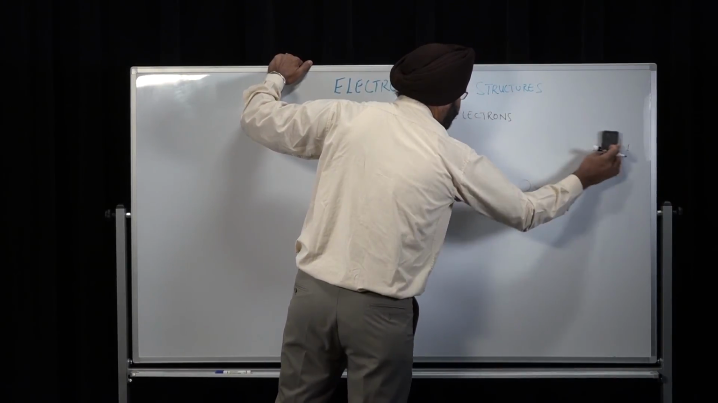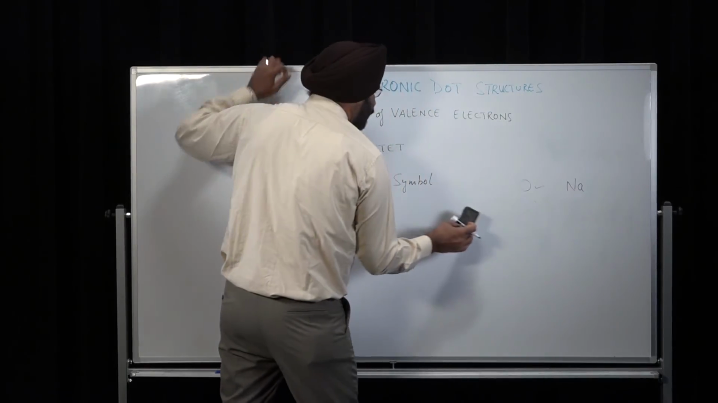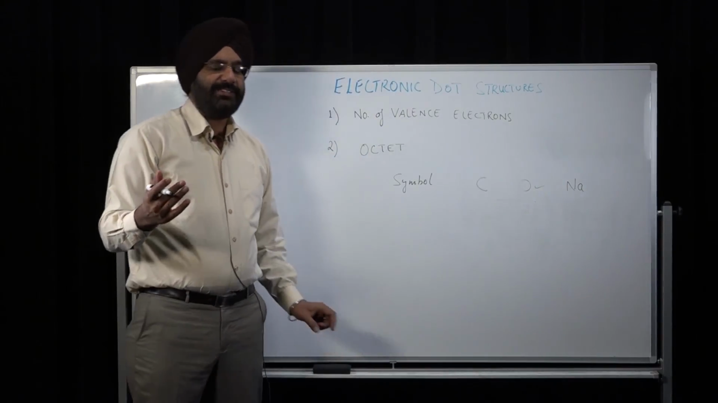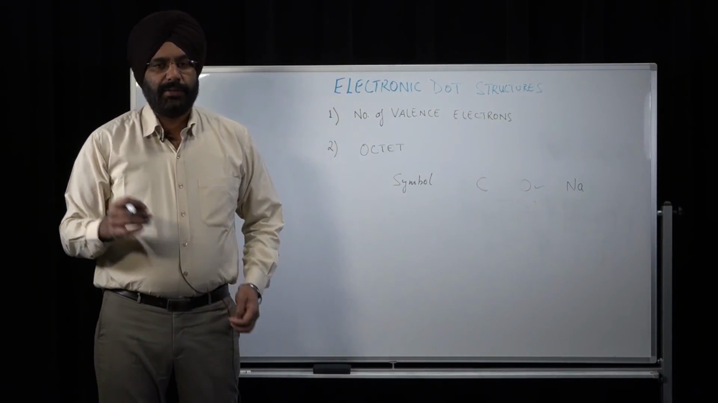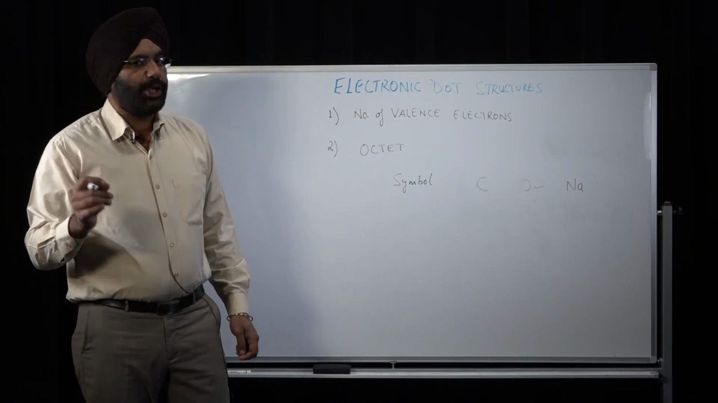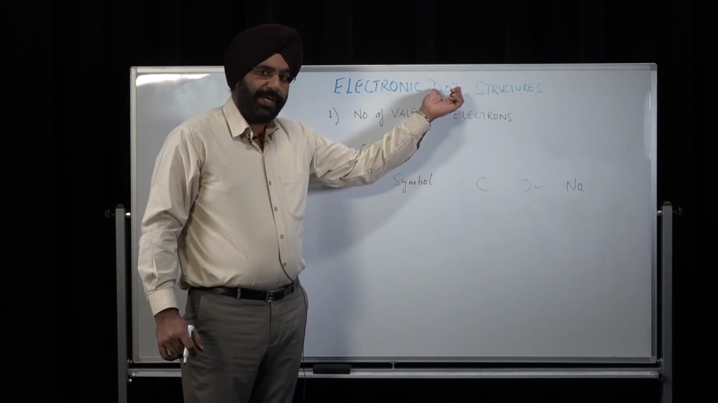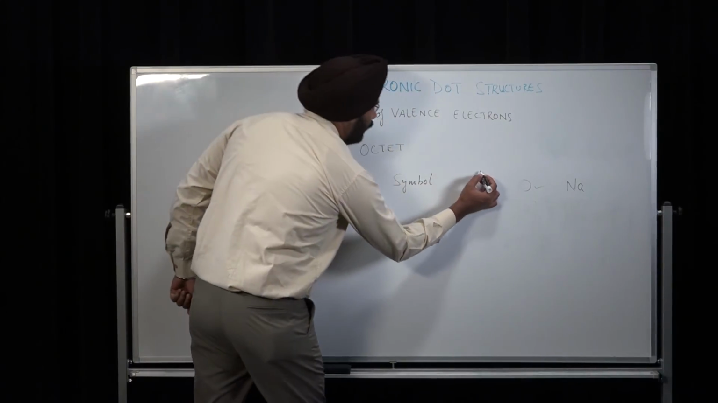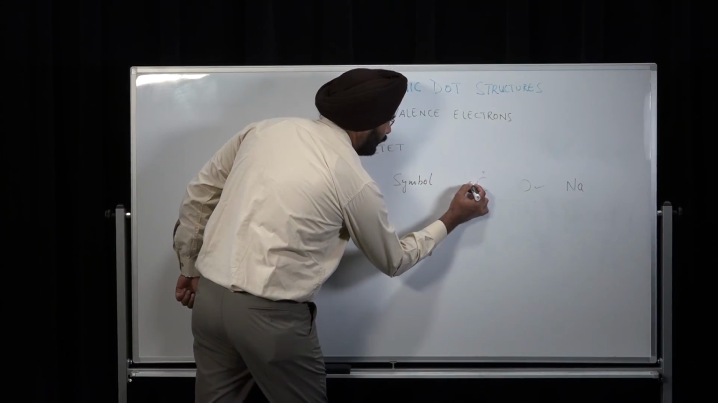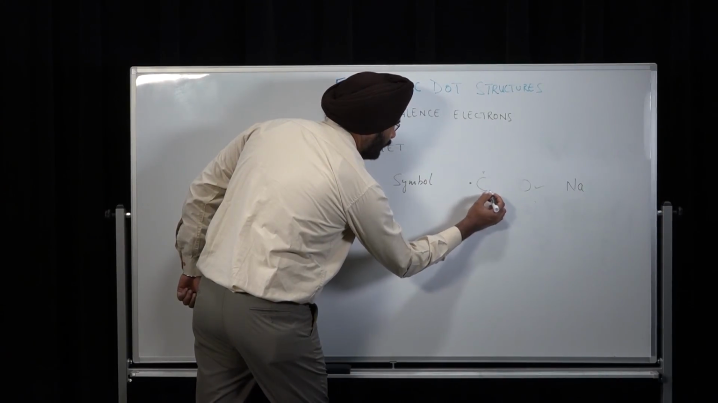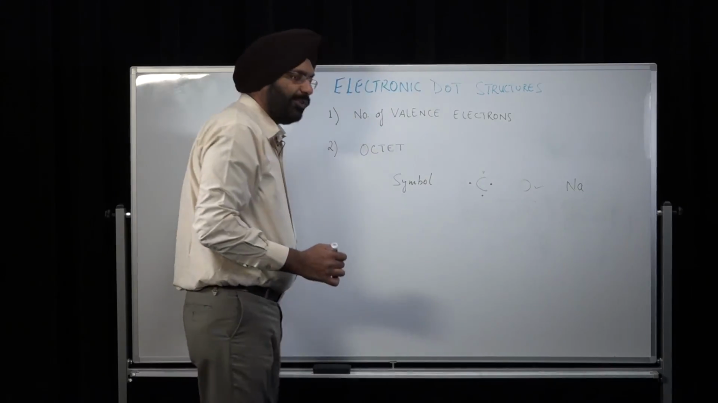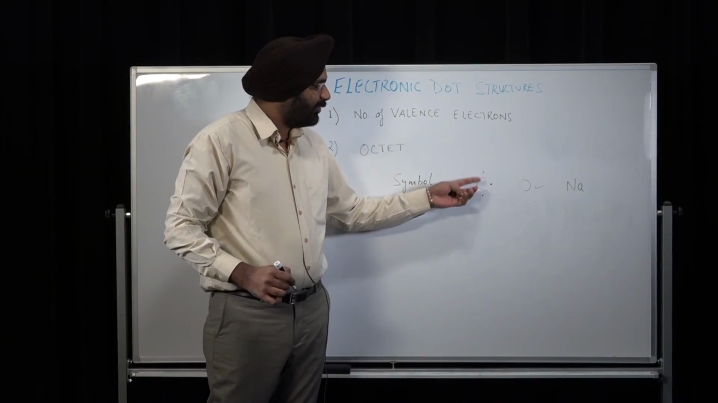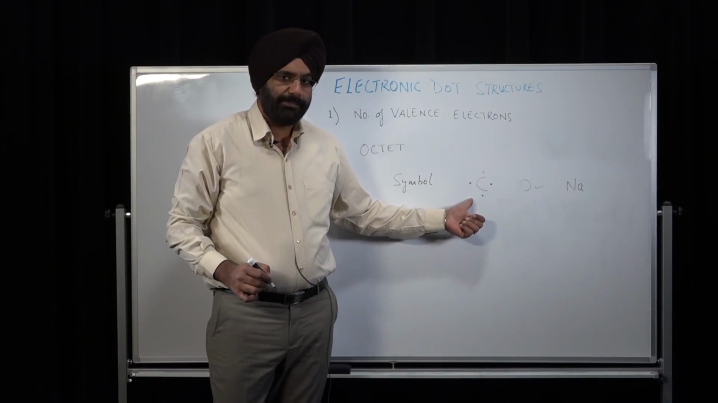So while writing the electronic dot structure, how do we represent the valence electrons on an atom? We represent them in the form of a dot. That's the reason you have a dot in there. So there are 4 valence electrons in carbon, and how do I represent it? By putting 4 dots on the 4 sides. Okay, so this is the electronic dot structure for a carbon atom.